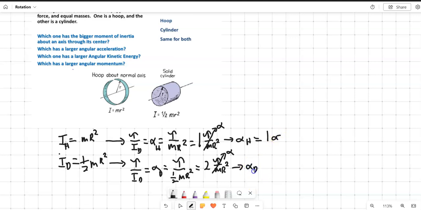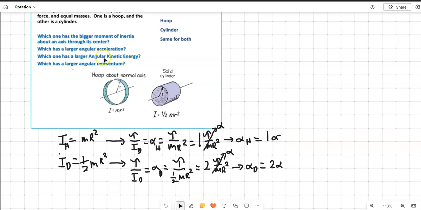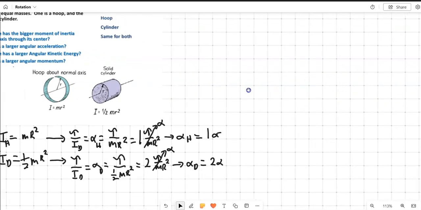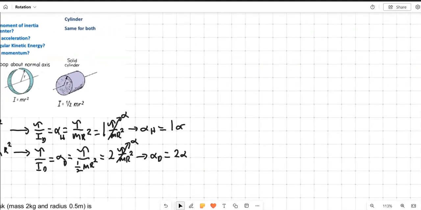Angular acceleration of the disk is going to be twice that of the hoop. It's going to be twice the angular acceleration. And this is all with proportions, but again, I'm trying to assign some numbers to work it out. The next question is asking about angular kinetic energy. Well, in order to answer that question, we kind of have to do this middle step.